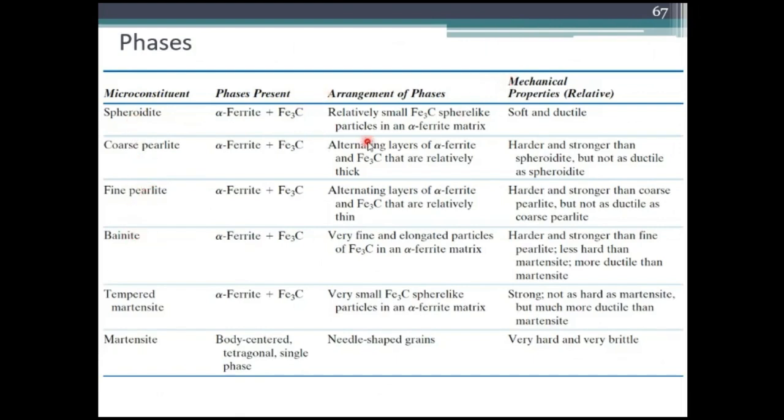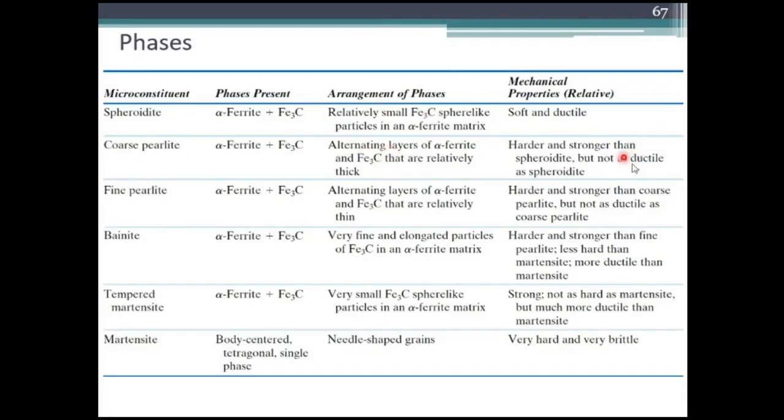What happens is, the relatively small ferrite carbide particles get distributed in this alpha ferrite matrix, in this kind of structure, which will yield a soft and ductile material. But in coarse perlite, one layer of alpha ferrite will be there, then a ferrite carbide layer, then alpha ferrite, ferrite carbide, like that, layer by layer, alpha ferrite and ferrite carbide will be arranged.